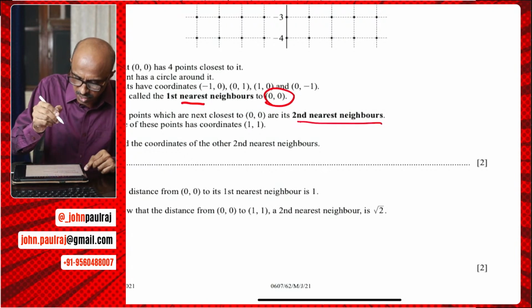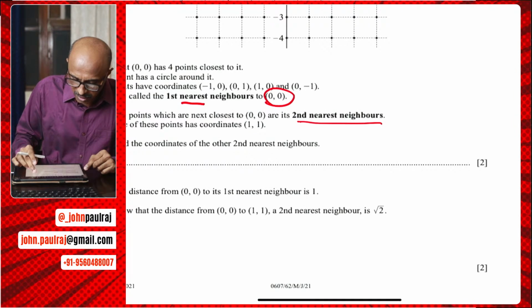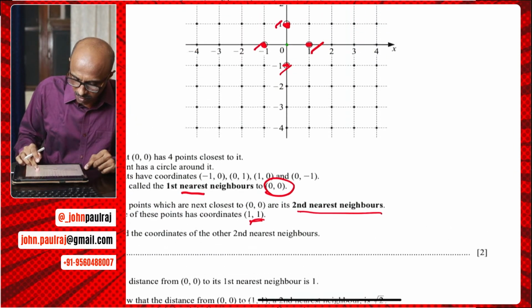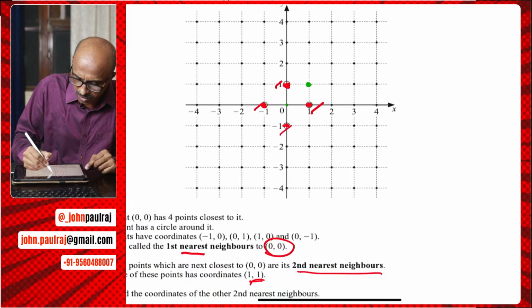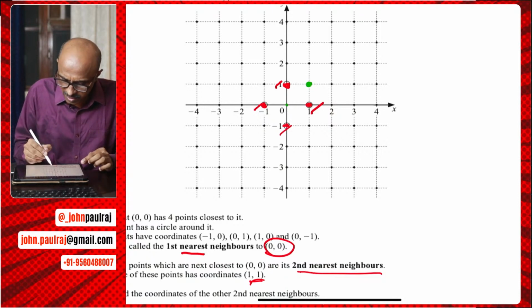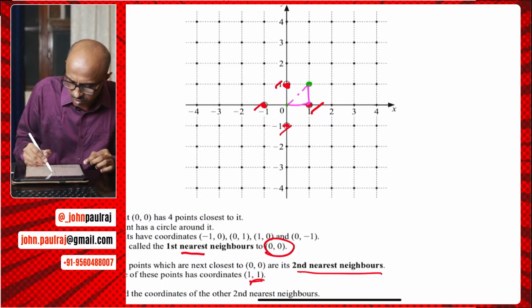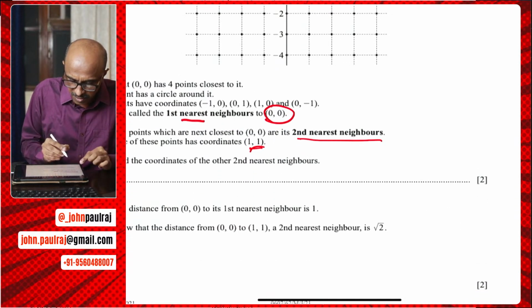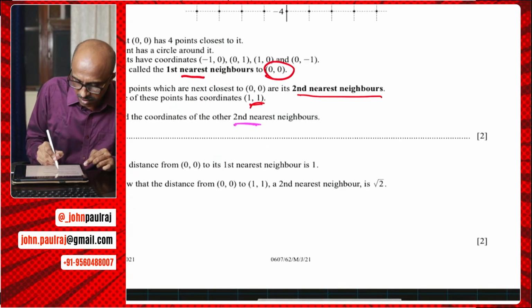Those are the first nearest neighbors, and those are the coordinates of the points. The points which are next closest to 0, 0 are its second nearest neighbors. One of these points has coordinates 1, 1. So 1, 1 is there. Let me use another color maybe. 1, 1 is this point out here. What can we say? Well, these are about 1, and that should be the diagonal, right? Like the Pythagoras theorem, a right angle triangle. So it's about root 2 from there, and you can find the coordinates of the other second nearest neighbors.